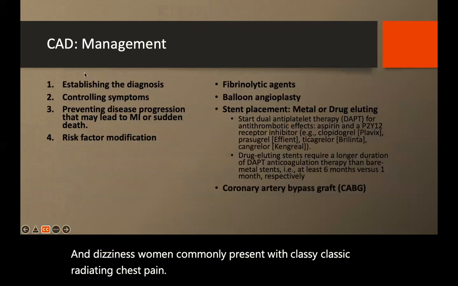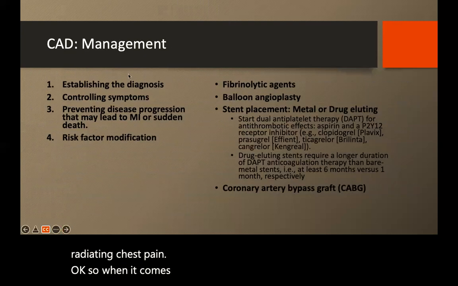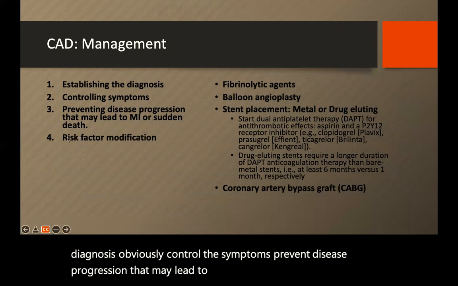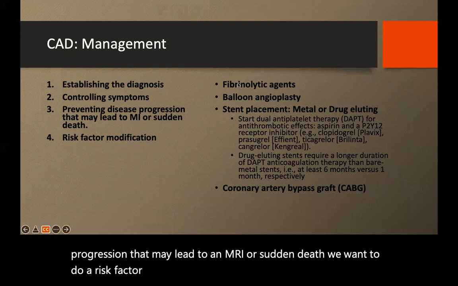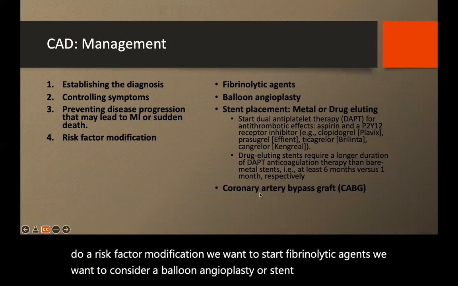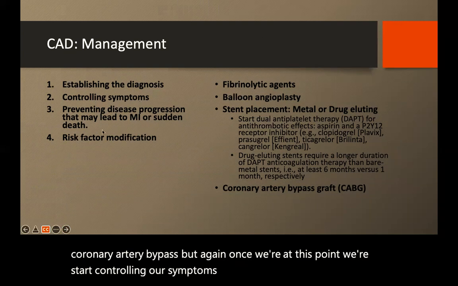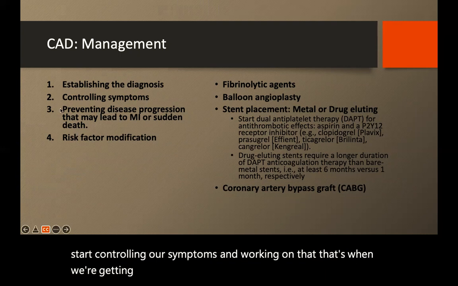Okay. So when it comes to managing CAD, we want to establish our diagnosis, obviously, control the symptoms, and prevent disease progression that may lead to an MI or sudden death. We want to do risk factor modification. We want to start fibrinolytic agents. We want to consider a balloon angioplasty or a stent placement or a coronary artery bypass. But again, once we're at this point, we start controlling our symptoms and working on that. That's when we're getting our consultation in place with our cardiologist to make sure we're making the best decisions here.